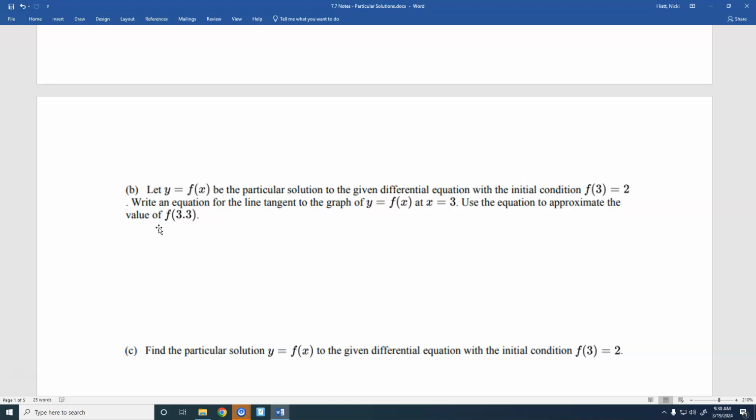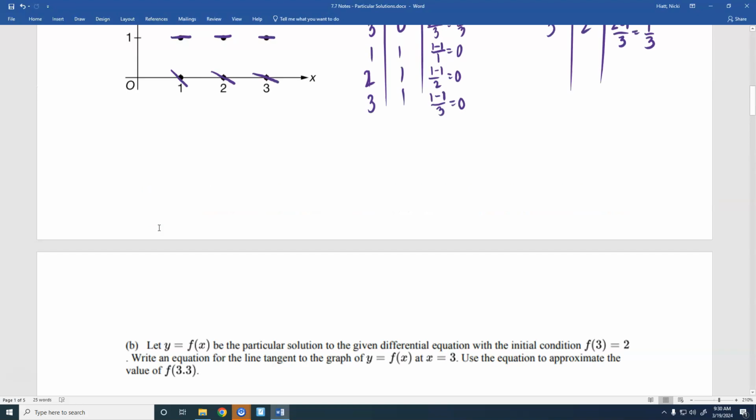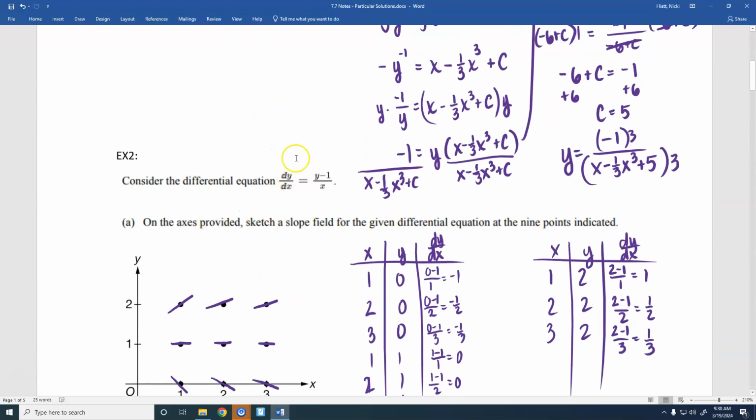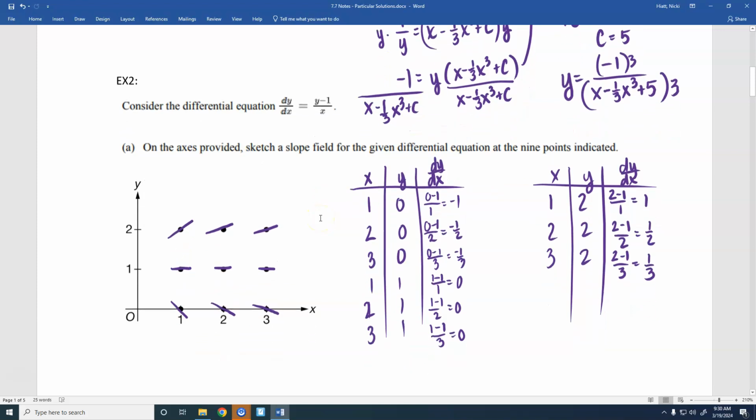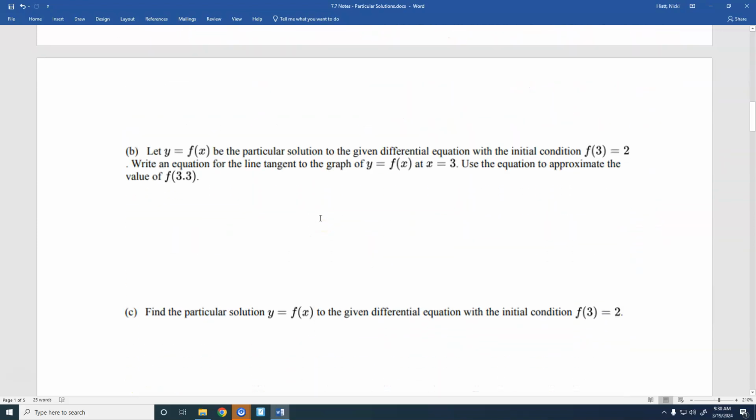It's a tangent line, which we'll use the derivative for. But we have to find the derivative. The derivative is the differential equation itself: dy over dx equals y minus 1 over x. So this is just a tangent line problem. We've done a lot of tangent line problems, so we're pretty good at them, right?